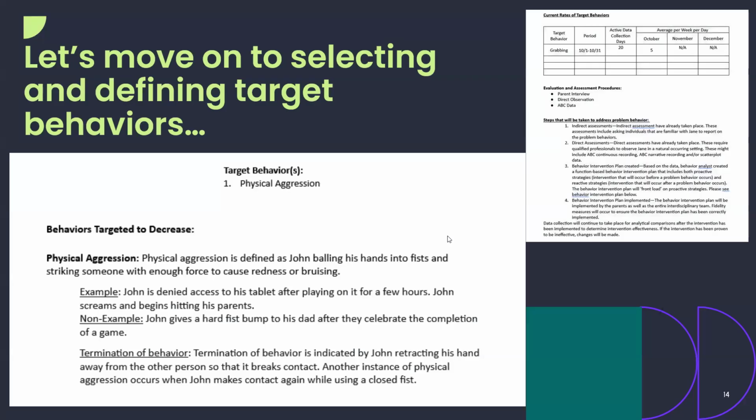Here we have an example of the rates of target behaviors. Simply put, within October, there was an average of 5 instances of physical aggression each day over the course of 20 days. So that amounts to about 100 total physical aggressions. 100 divided by 20 gives you 5 per day.